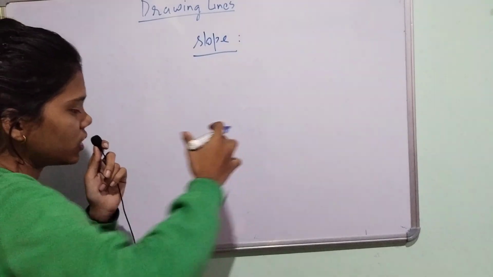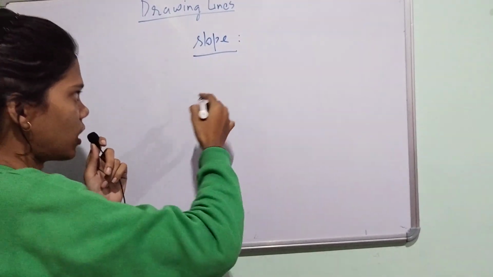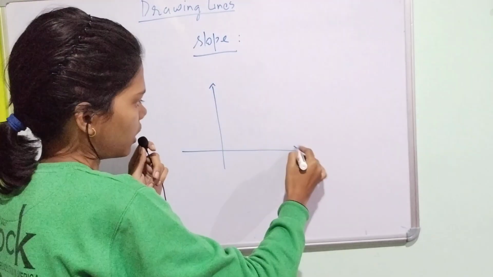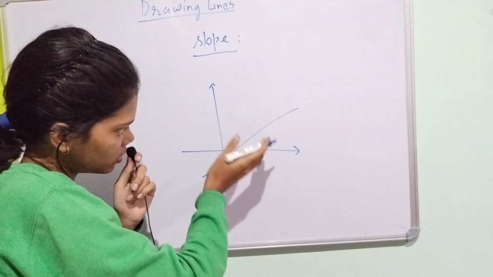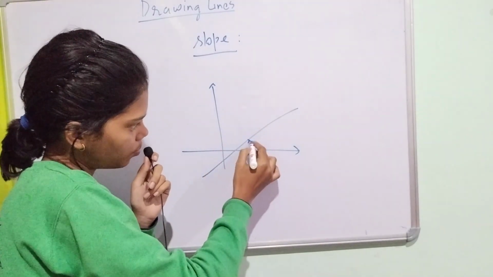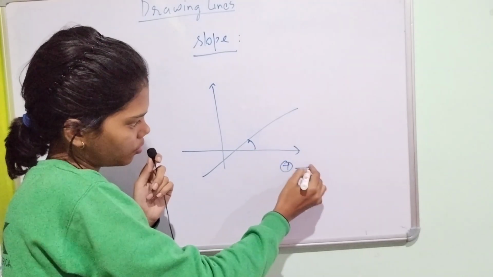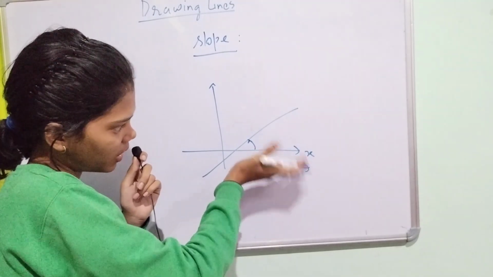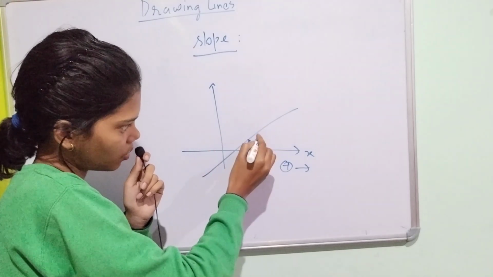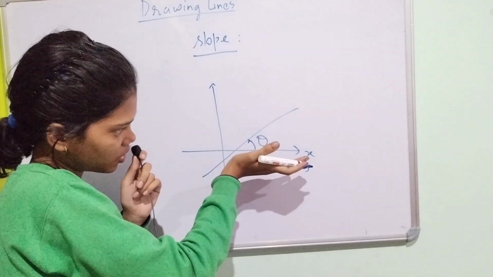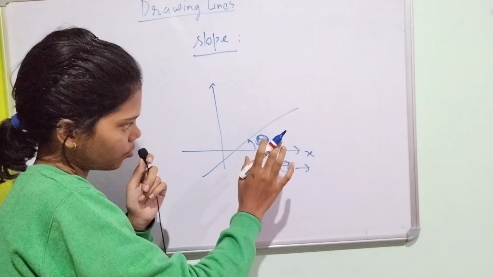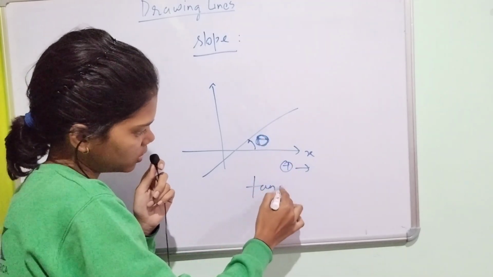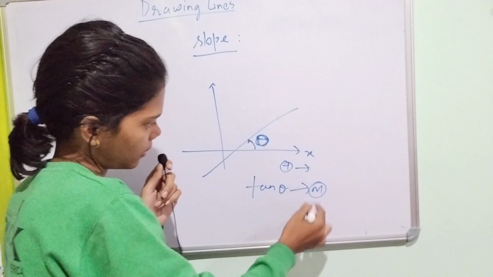See, whenever we draw any line on the graph sheet, suppose any random line we have drawn, this line is making some angle with the positive direction of the x-axis in the anti-clockwise direction. This line is making some angle theta with the positive direction of the x-axis in the anti-clockwise direction. This theta is a very important angle. Tan of this theta is basically the slope of the line.